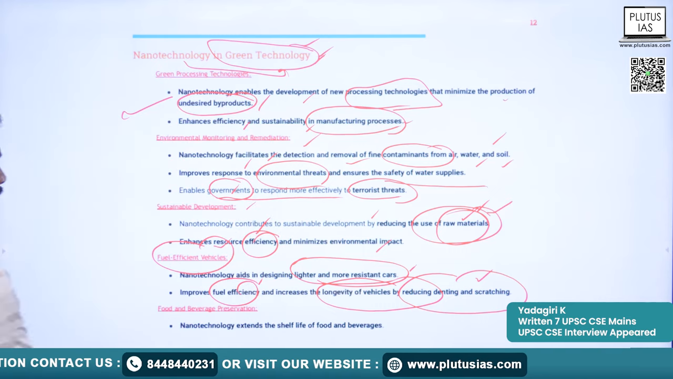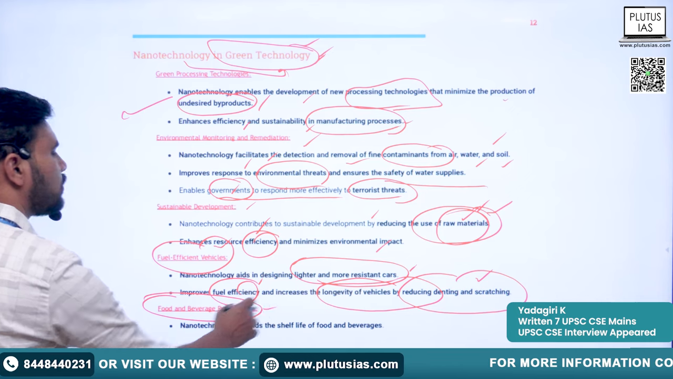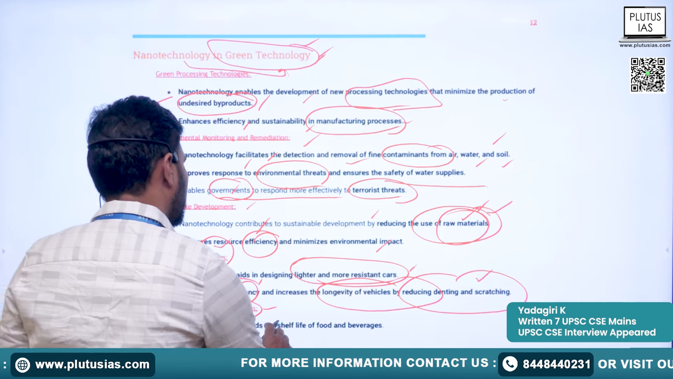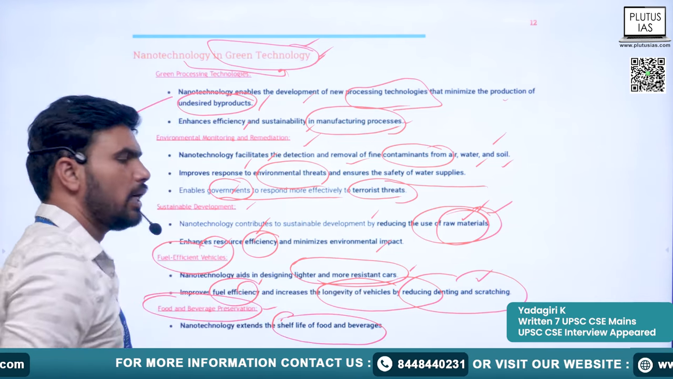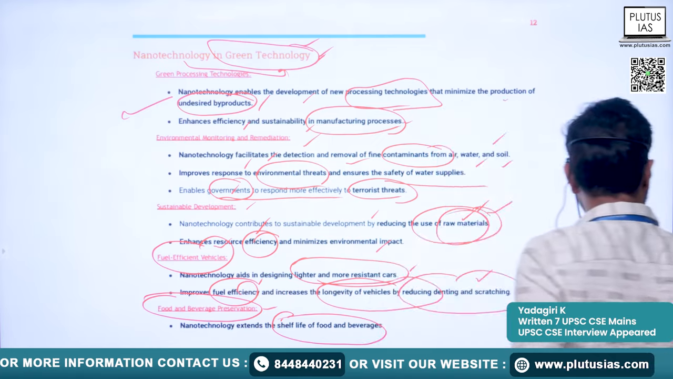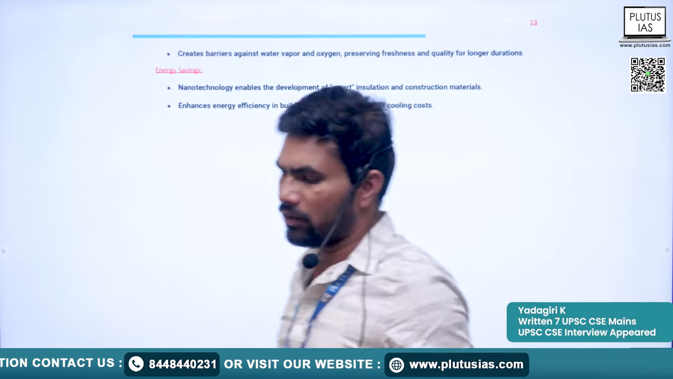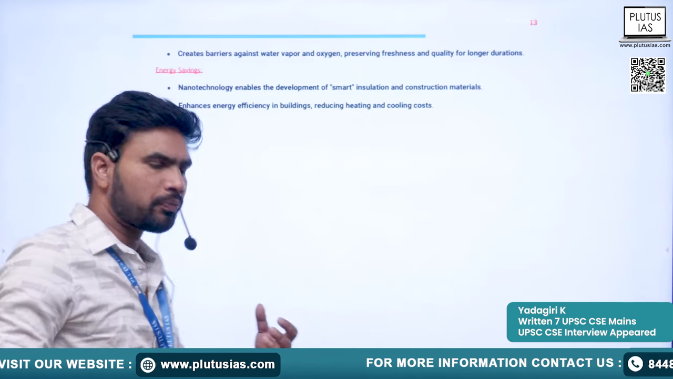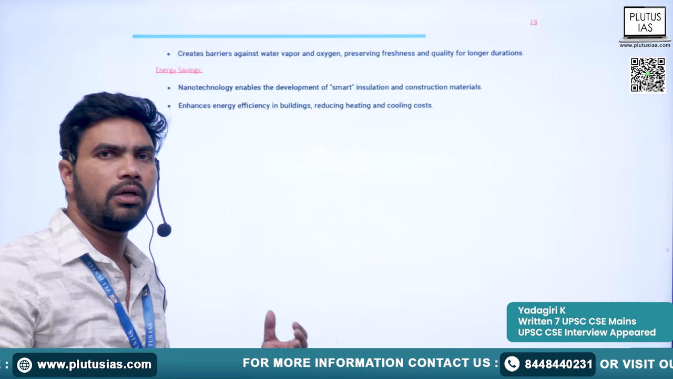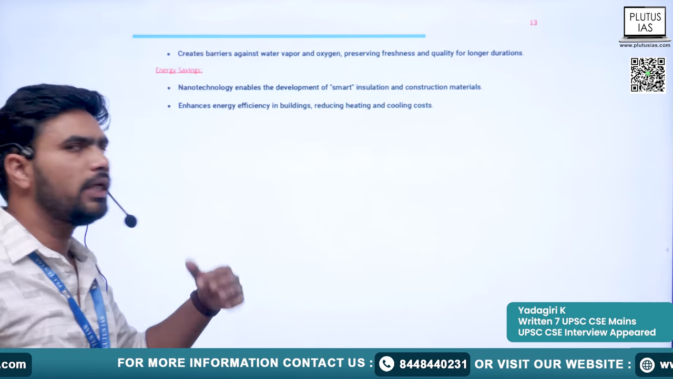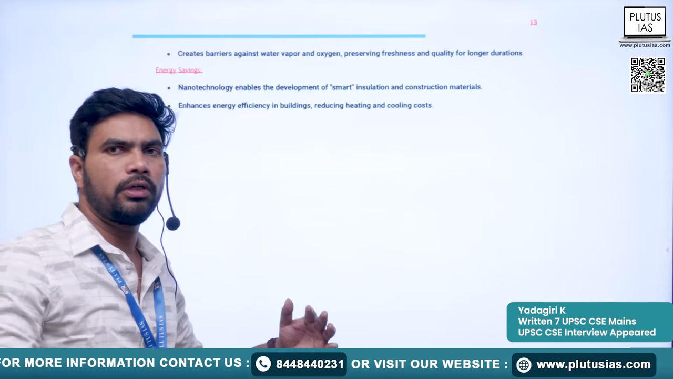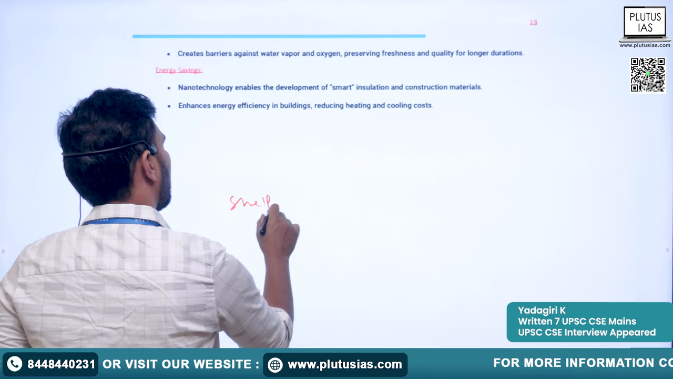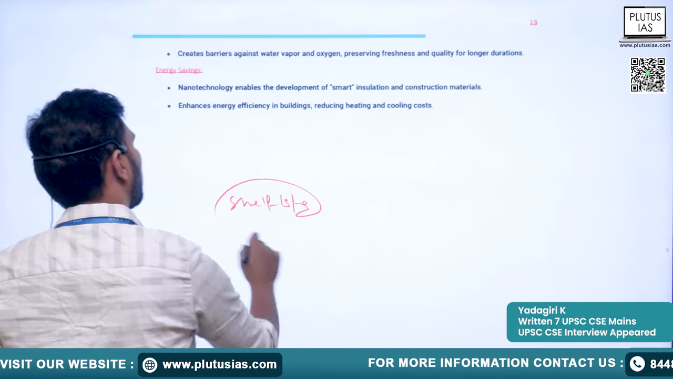Right. Similarly, food and beverage preservation is also one of the very important areas. Nanotechnology extends the shelf life of food and beverages. We have already seen the use of nanoparticles in preservation of ketchups. They can be used in other food products also to increase the shelf life of the food products and beverages.